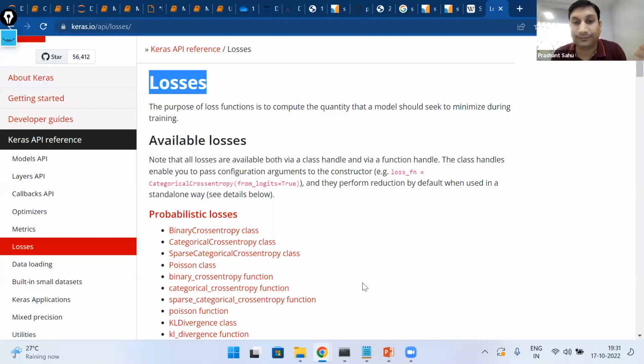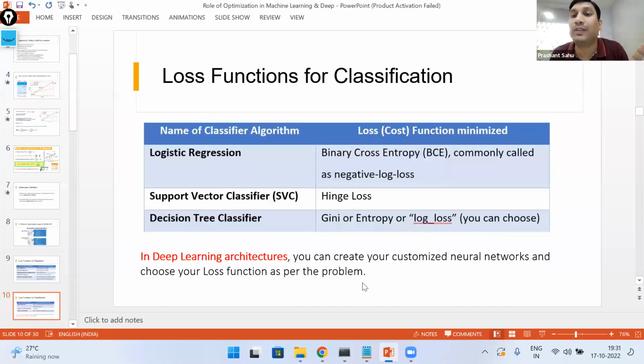Perfect. Okay, so there are two more questions. Is it the same as metaheuristic? I have a slide on heuristic, so we'll take that question later. And there is one question by an anonymous attendee.